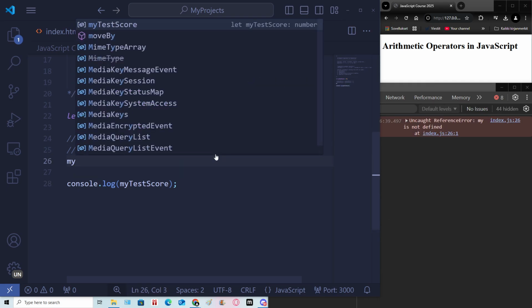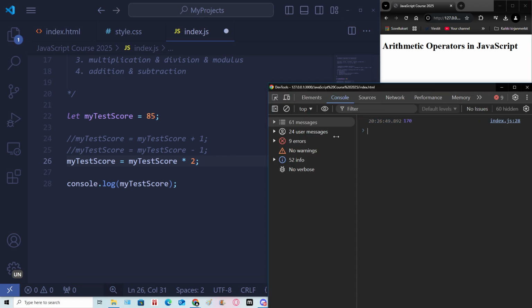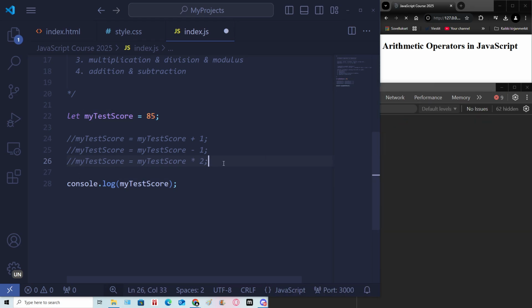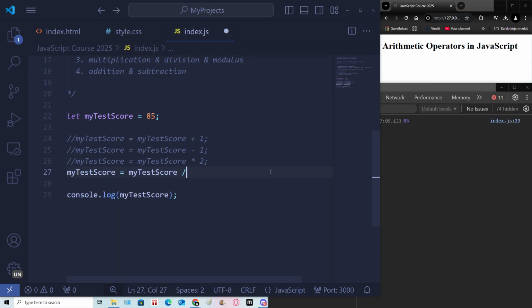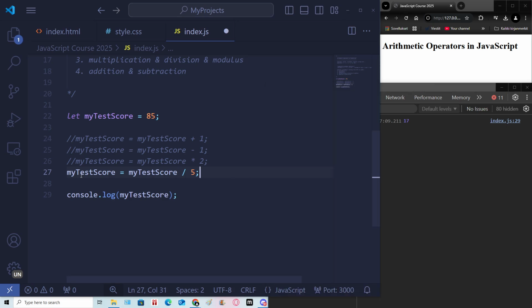I'm gonna take my test score equals itself times, let's say, 2. Now it's gonna be 170. Alright. Let's get the division. So my test score equals itself divided by 5. That's gonna be good. And that's gonna be 17. Okay. That is the division.